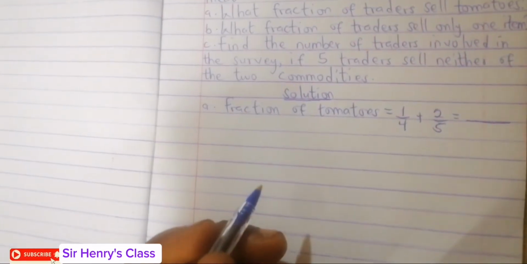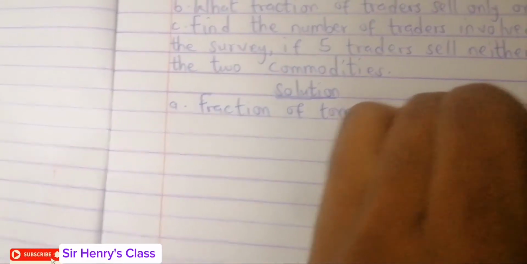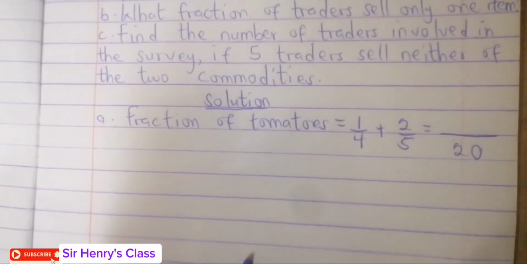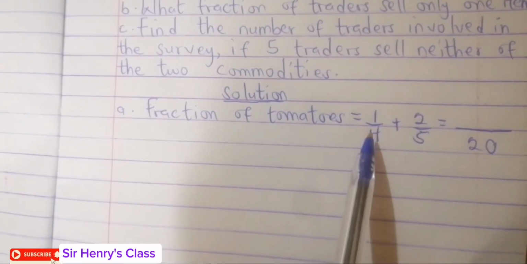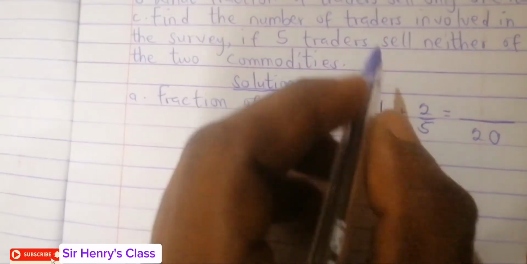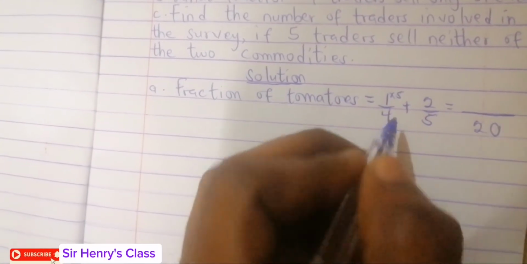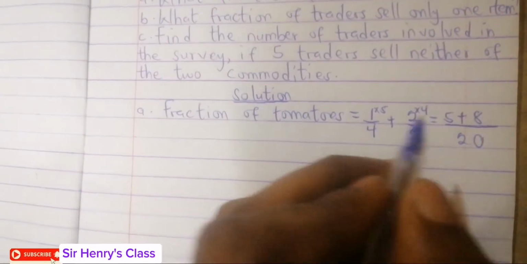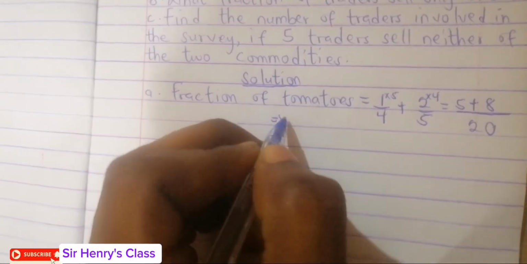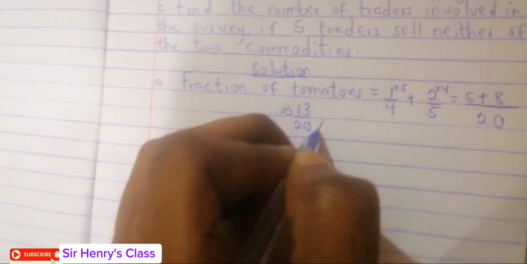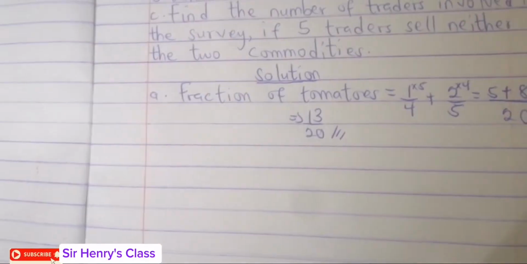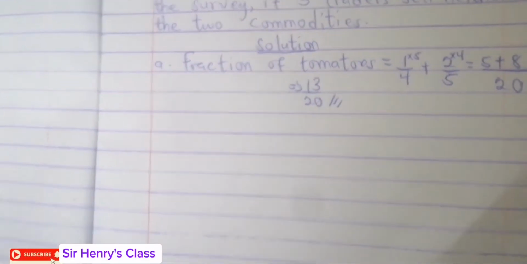So we are going to apply the operations on fractions. The LCM of 4 and 5 is 20. Then 4 divides 20 five times, so 1 will be multiplied by 5. 5 divides 20 four times, so 2 will be multiplied by 4. So we have 1 times 5, which is 5, and 2 times 4, which is 8. That will give us 13/20. So the fraction of traders who sell tomatoes is 13/20.